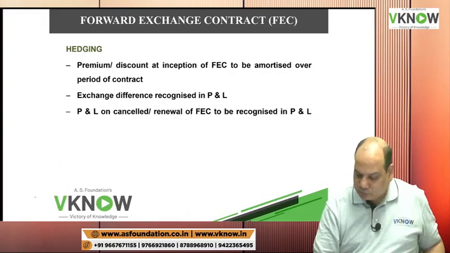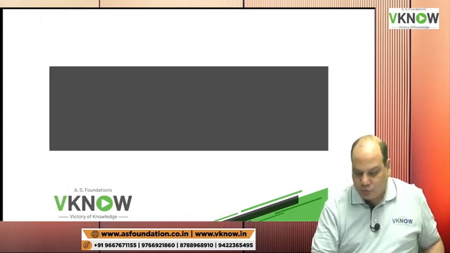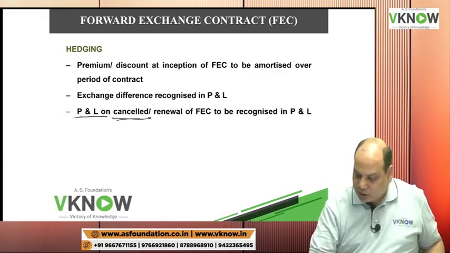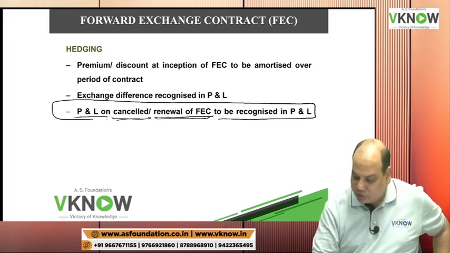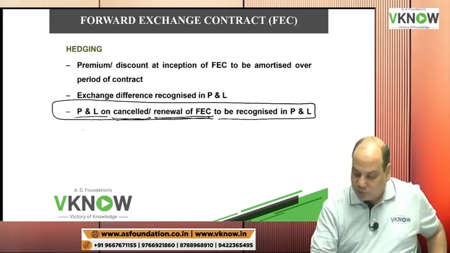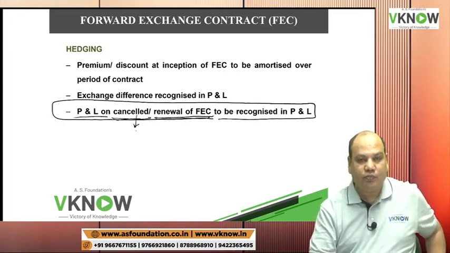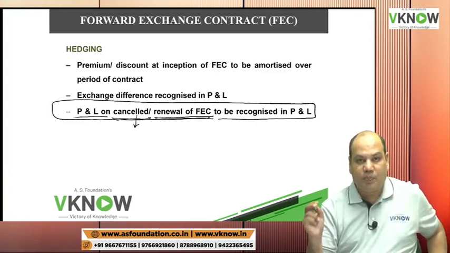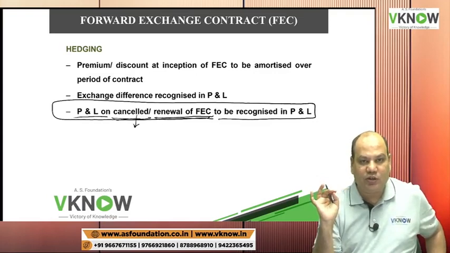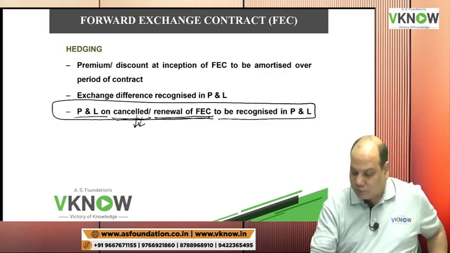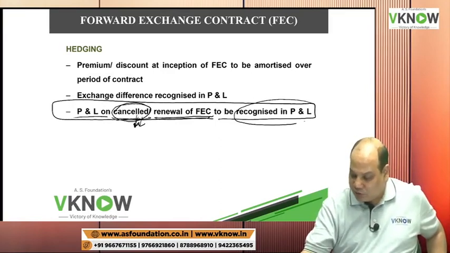Third point, any profit or loss on cancellation and renewal of forward exchange contract will be recognized in P&L account. Forward contract can be cancelled also. But if you cancel the forward contract, there is a penalty to be paid. There are some charges you have to pay for cancellation. Those charges will be recognized in P&L account.